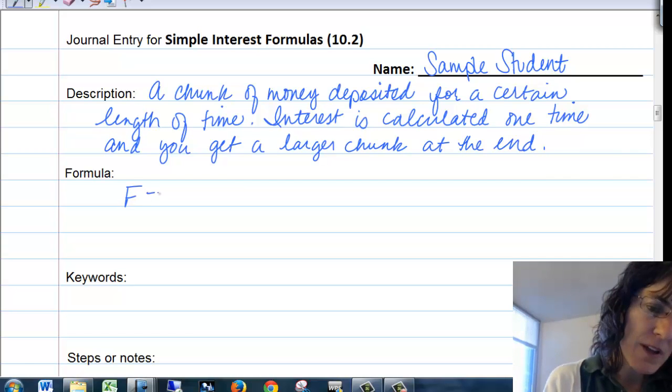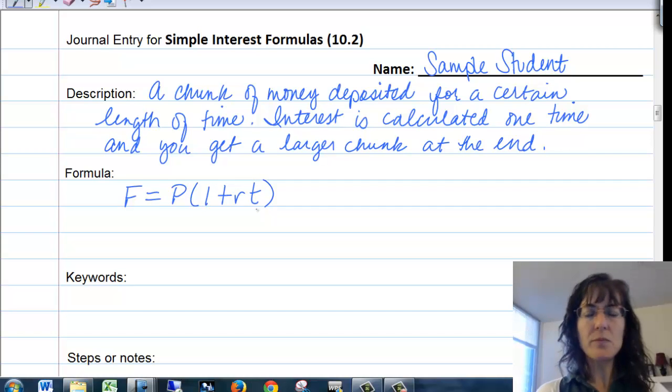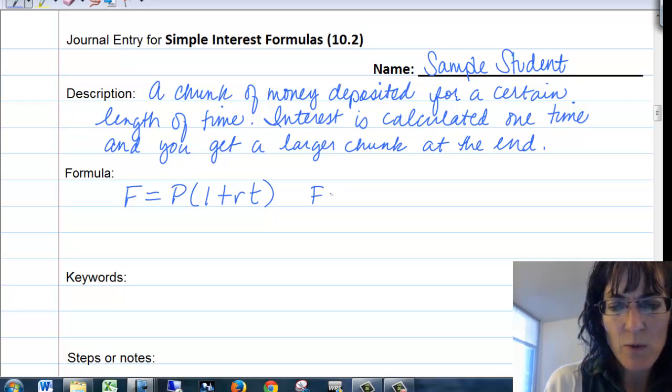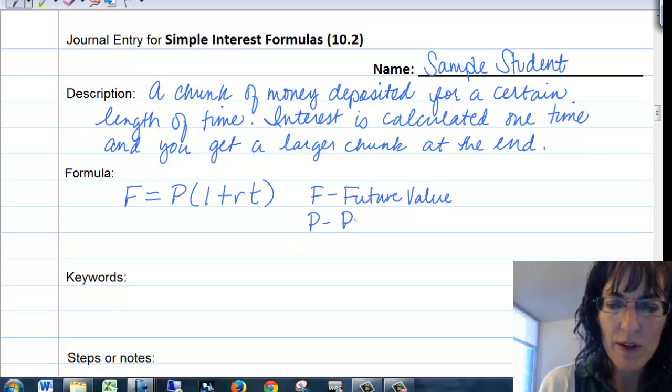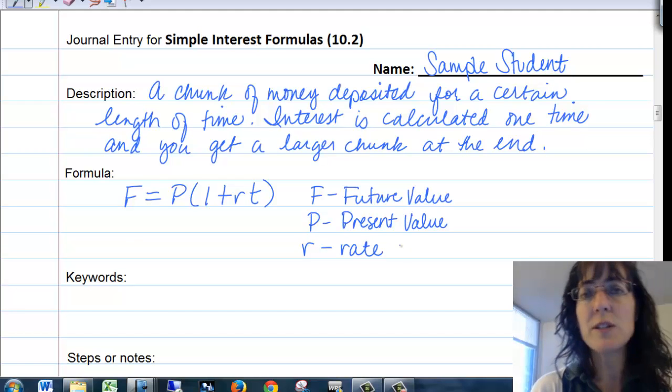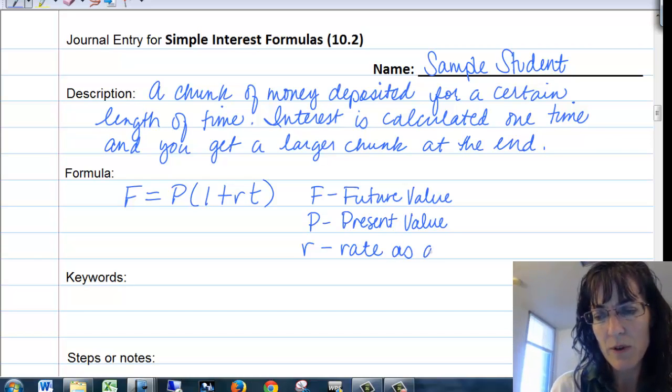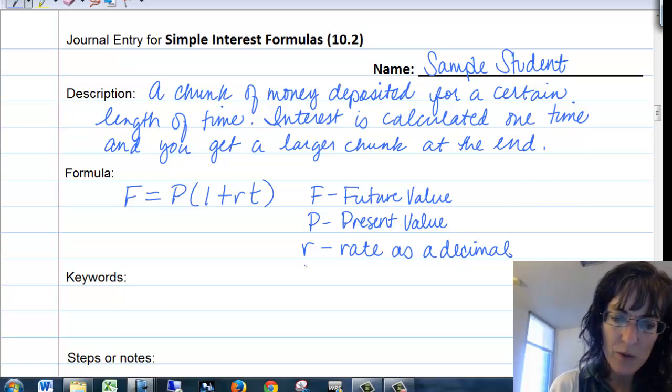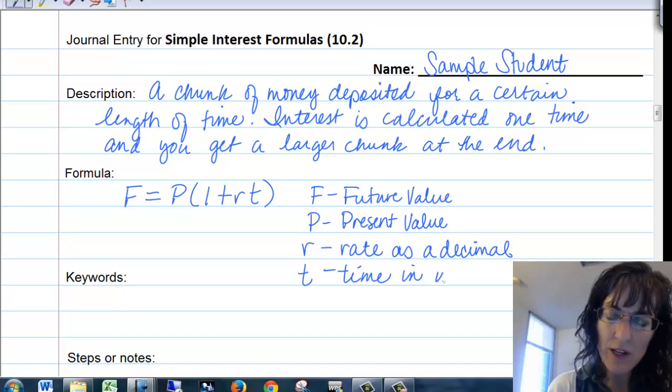Okay, so we have a formula for it. It is F equals P times (1 plus RT). Now, F stands for future value. P stands for present value. Little r stands for the rate, and just like before, we want that as a decimal. And T stands for time, generally in years.